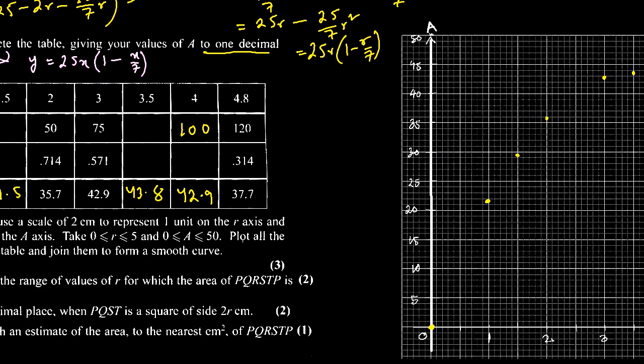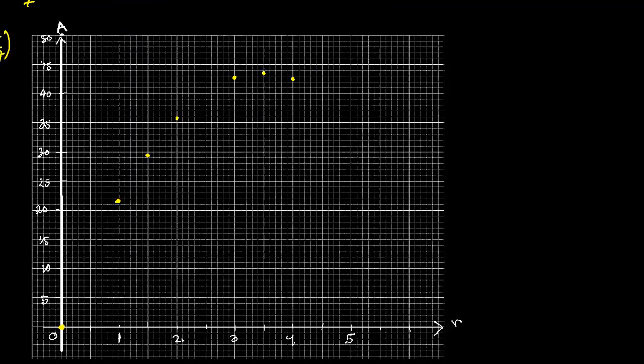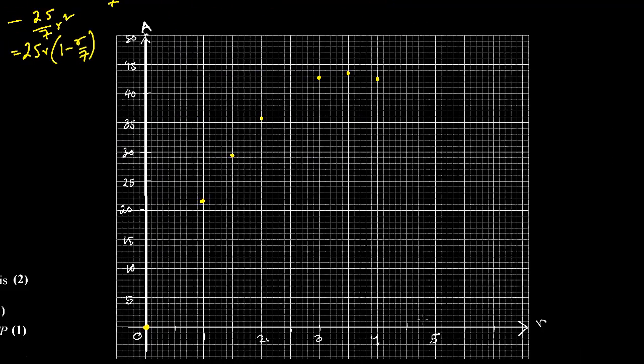Next we have 4.8. When we have 4.8, we have 37.7. So 4.8 is going to be here, and 37.7 is going to be 35, 36, 37. 37.7 is going to be around here. So this is the plotting.